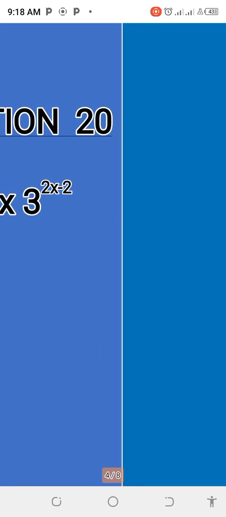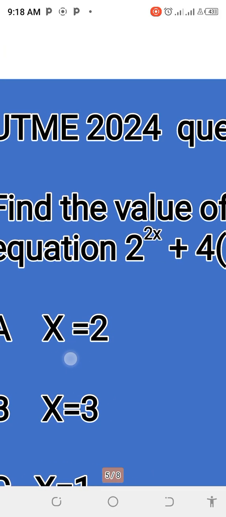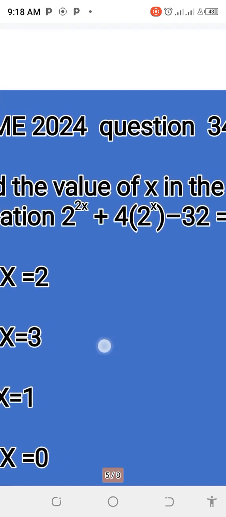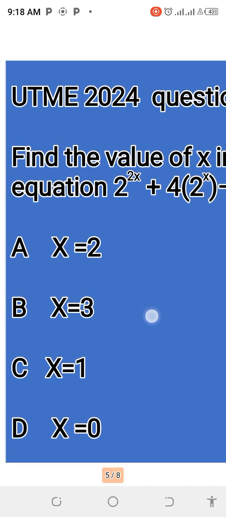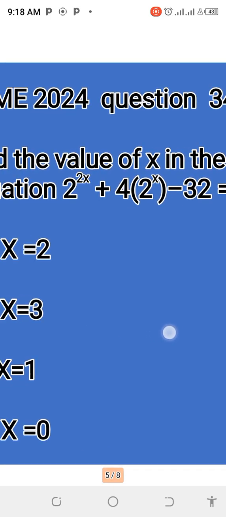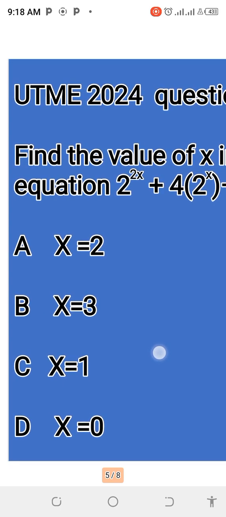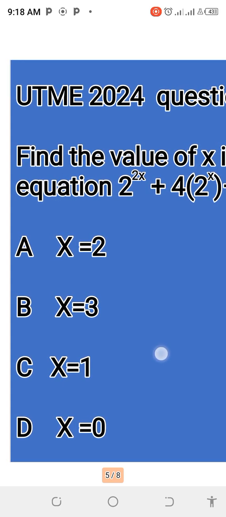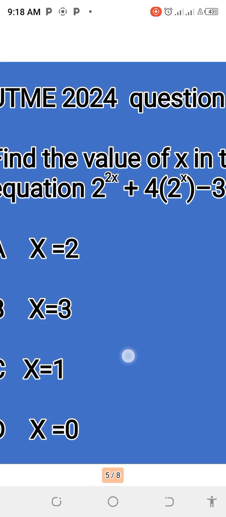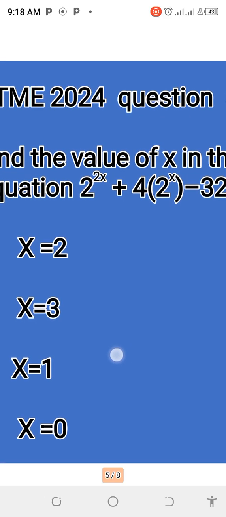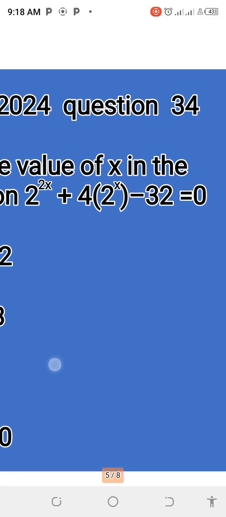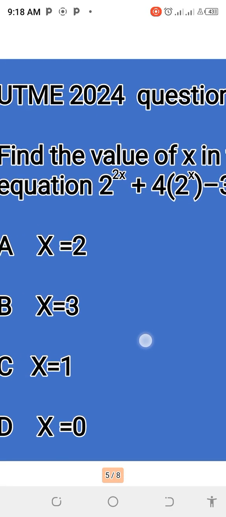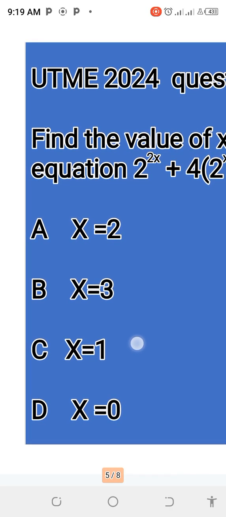Let's go ahead without wasting time. Now this question is taken from question 34 of 2024. It says find the value of x in the equation (2 raised to power 2x plus 4)(2 raised to power x minus 32) is equal to 0. Wow. Now the options are there.